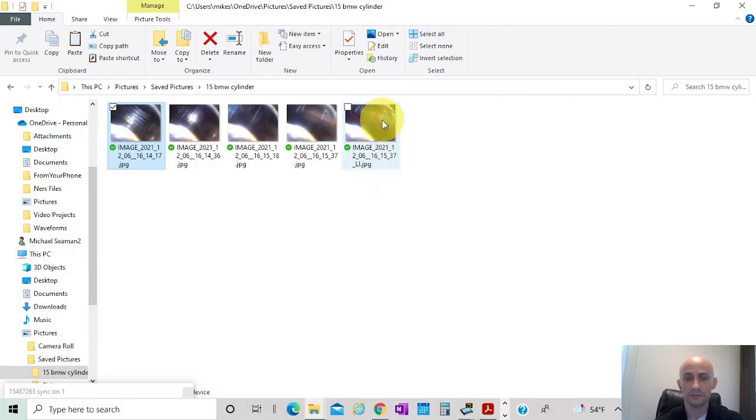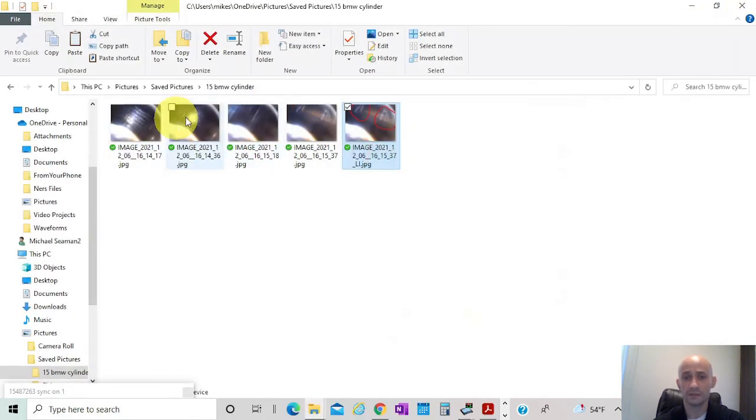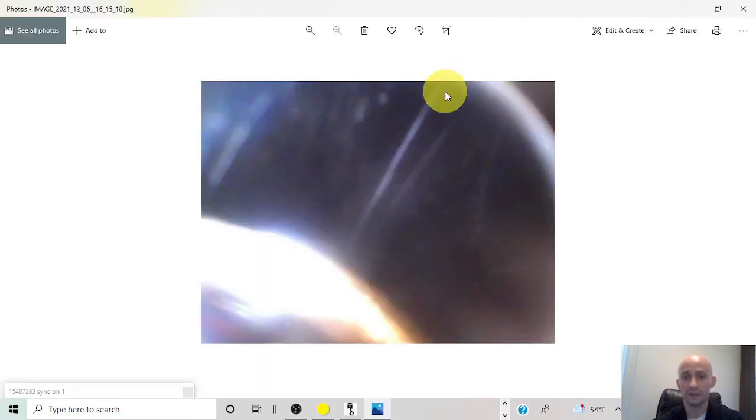Okay, so I got the pictures for the cylinder wall. Take a look at the first one. We're just going to do 4 turns. Now these, I circled it right here in red. You can see there are some deep scratches on the cylinder wall. Now this is going vertical from top to bottom. Let's take a look at our next one. 90-degree turn. Once again, we have some heavy scratches and scoring here. These are also vertical.